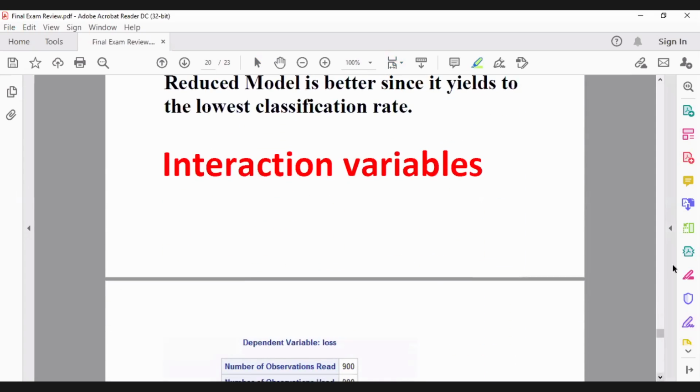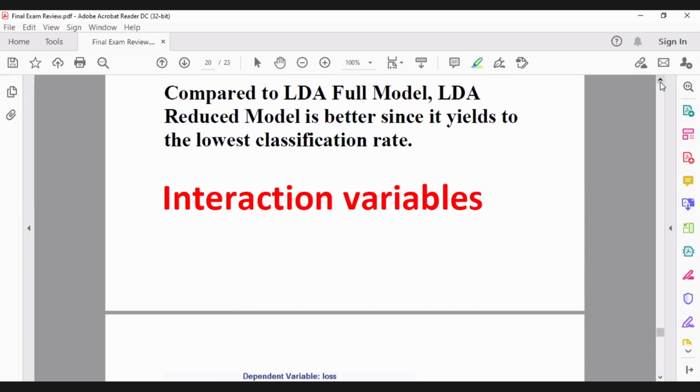Interaction variables, are there some equations regarding probits and logits?